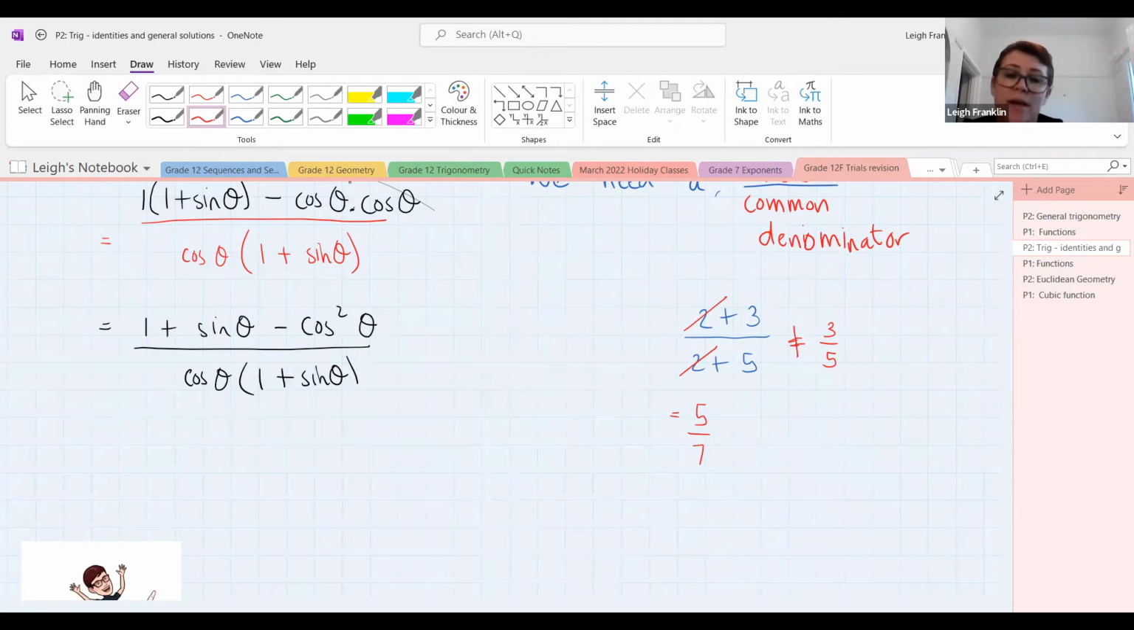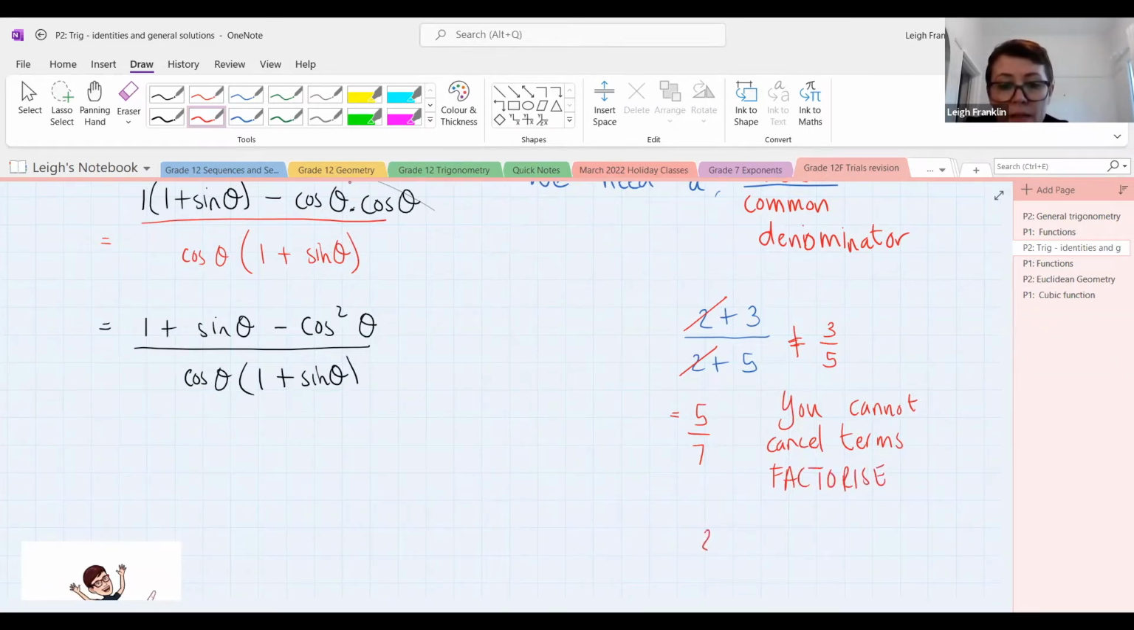You cannot cancel terms. Okay, remember, terms in maths are separated by plus and minus signs. Okay, so you cannot cancel terms. You have to factorize.